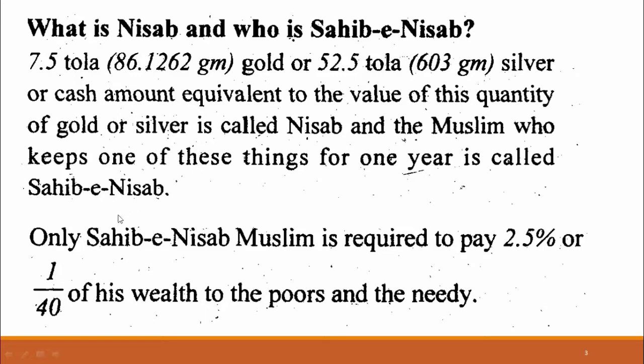So only a sahib nisab Muslim is required to pay 2.5% or 1 over 40 of his wealth to the poor and needy person. So in this slide you see here, this is the amount of nisab, and a Muslim who has a cash amount or these quantities is sahib nisab and must pay zakat equal to 2.5% after 1 year to the poor and needy person.